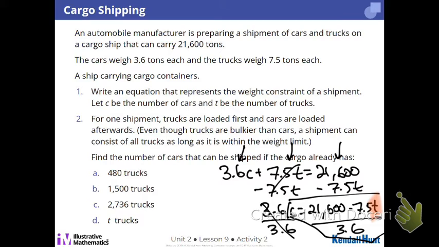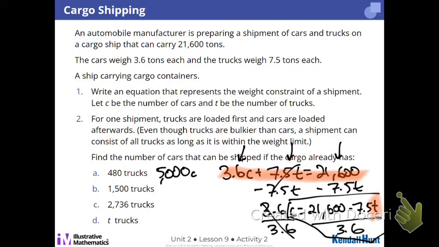So someone help me out on your calculator: 21,600 minus 7.5 times 480, and then we're going to divide that by 3.6. I think we get 500 cars. 5,000? Oh man, I'm off by a zero. We came up with a different equation. I don't know if it's wrong. Here, I'll calculate it. Okay, so it is 5,000 cars. See, you can just recycle that.